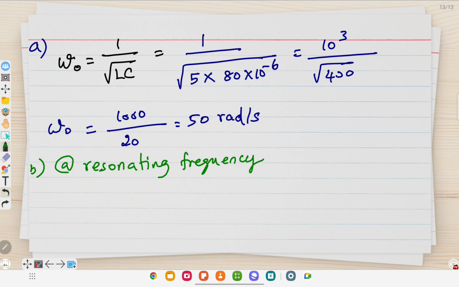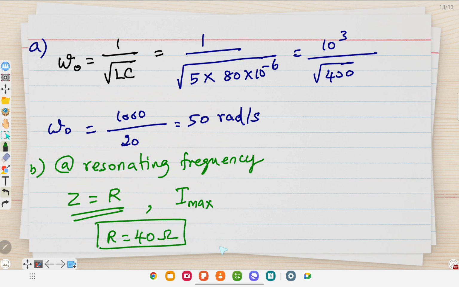See students, at resonating frequency the impedance is Z, but you all know very well, at resonating frequency Z is equal to R. And they're asking the amplitude of the current also. So at resonating frequency, it will be I max. So no need to find Z. The R value is already given in the input, which is 40 ohm. So that will be the Z at resonating frequency.